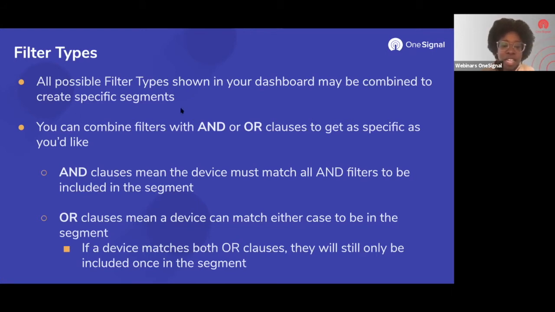So as I've highlighted here, essentially and clauses mean the device must match all the filters to be included in the segment. And the or clause means a device can match either case of the filters to be included in the segment. So if a device matches both or clauses, they will still only be included in the segment once. So you don't have to worry about perhaps reaching people twice. Essentially, even if they meet both clauses or filters, they will only be included in the segment once.